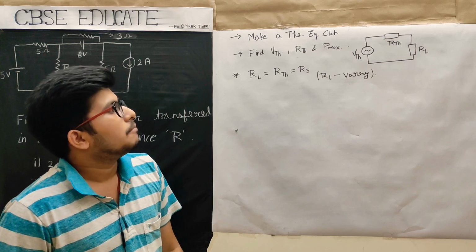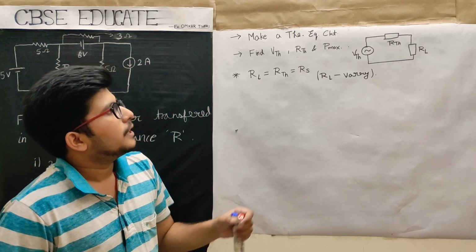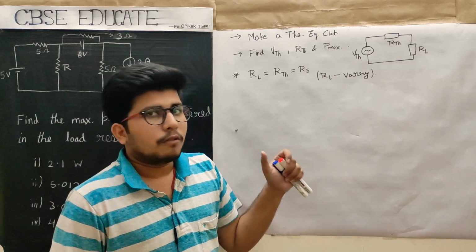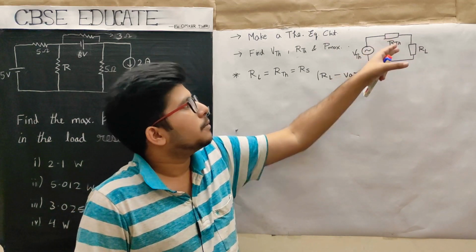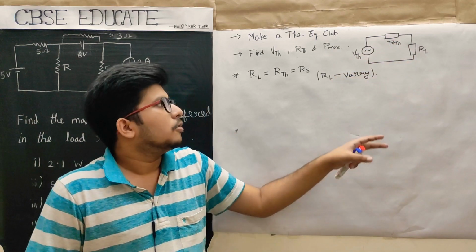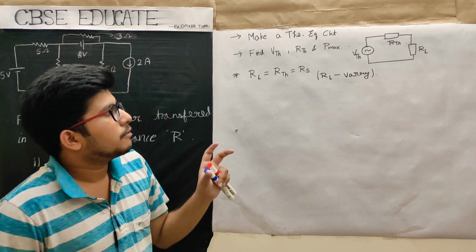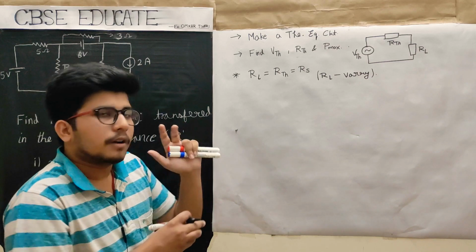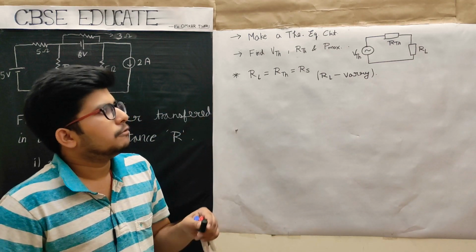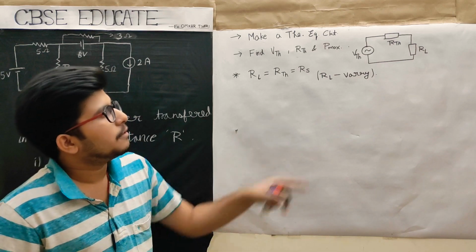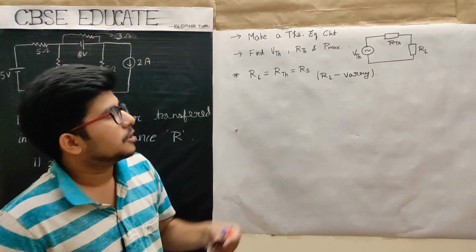Because if it is fixed, suppose it is fixed, then you don't know for what value of load resistance the power will be transferred maximum from the source side to the load side. So the load resistance must be variable, so that you can find the value of RL for which the maximum power is transferred. If it is known, then you can fix it, but initially it should not be fixed, it should be variable. So remember this condition.